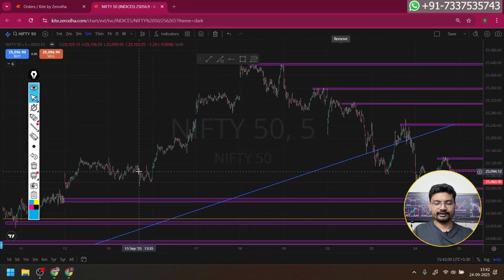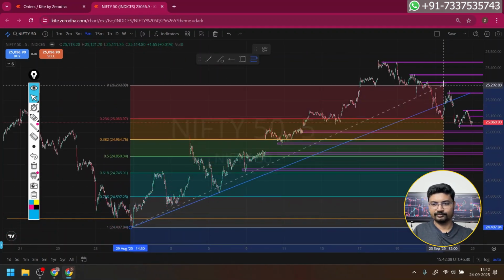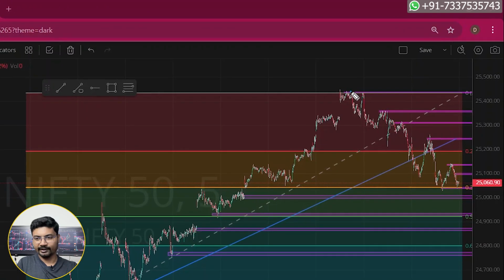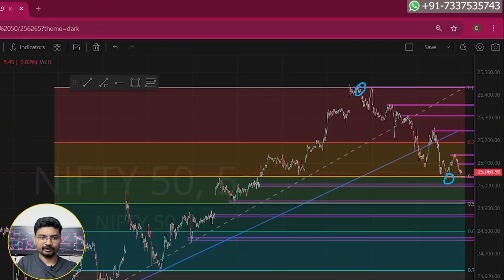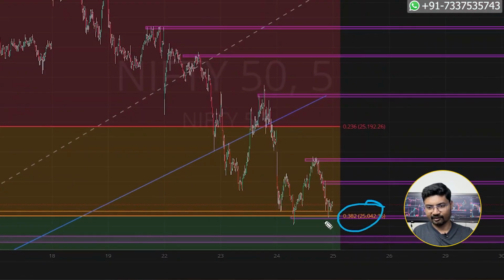But there are important support levels I'm going to show you. Let's use the Fib tool, marking from this low point to the high point. Mark this Fib tool from this swing low to this swing high, and our Nifty is trading around the 0.38 level from that low point, which is an important support level. Let me show you clearly.